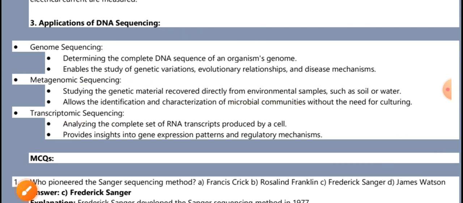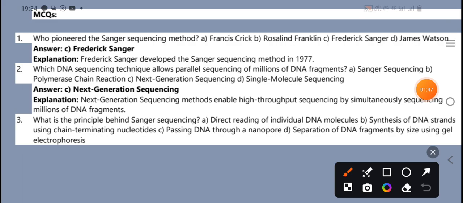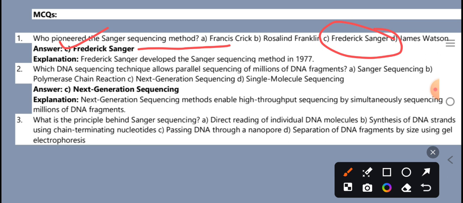So now let us discuss a few question answers based on this topic. Question number 1, who pioneered the Sanger sequencing method? So it is an easy one, as we discussed. Frederick Sanger pioneered the Sanger sequencing method in 1977.